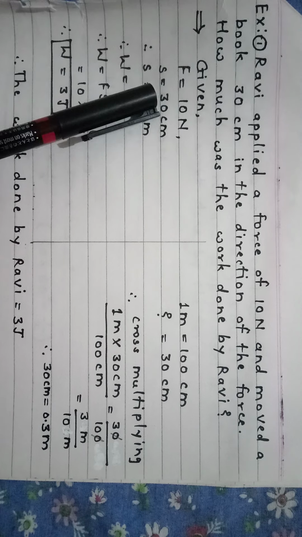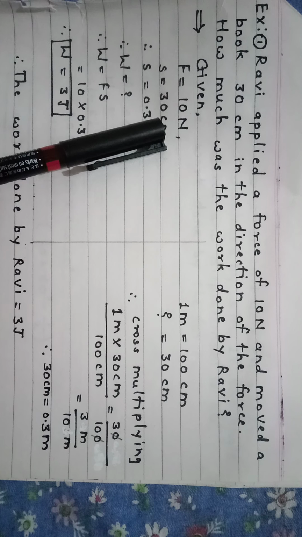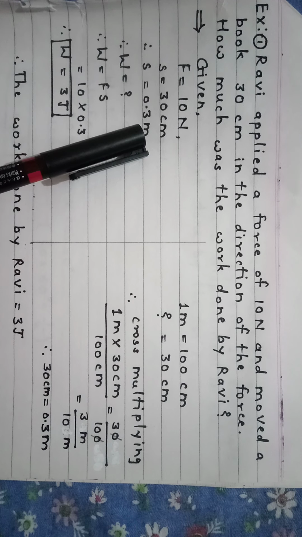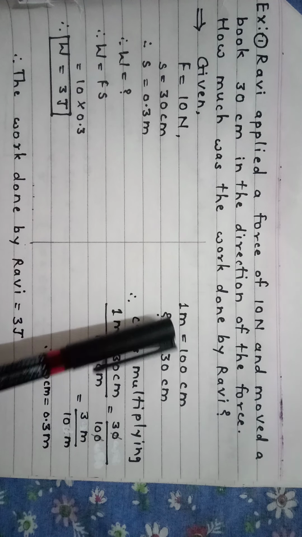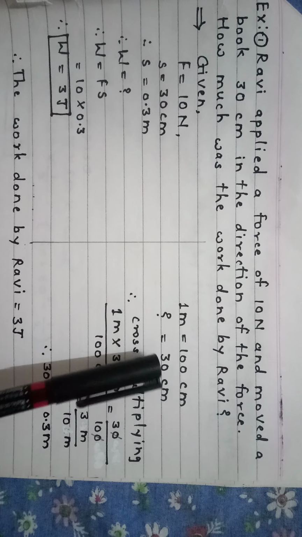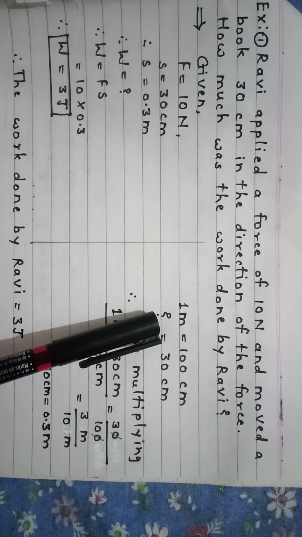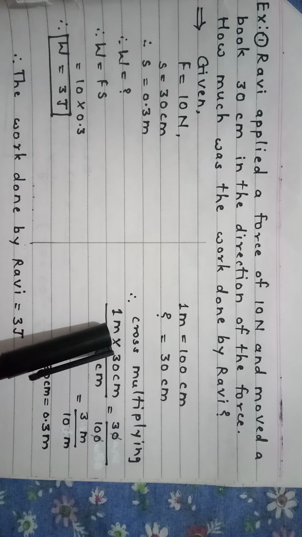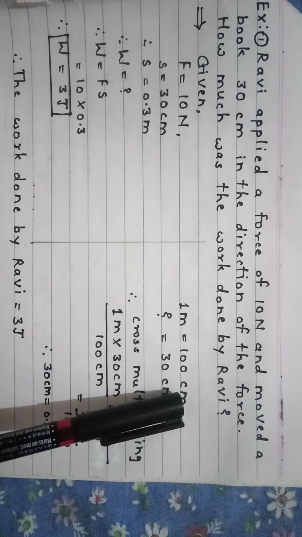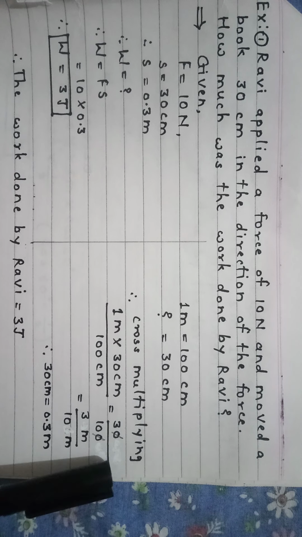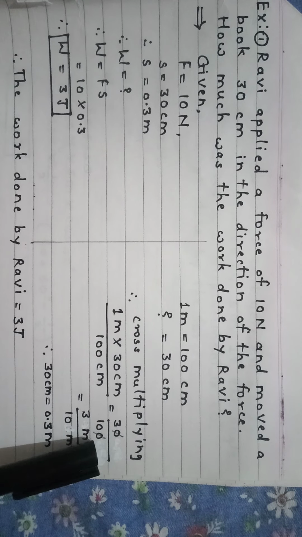Displacement S is equal to 30 centimeter. Here we are going to convert this centimeter into meter. How to convert? 1 meter is equal to 100 centimeter. So 30 centimeter is equal to how much meters? So we are cross multiplying here. 1 meter into 30 centimeter upon 100 centimeter, which is equal to 30 upon 100.